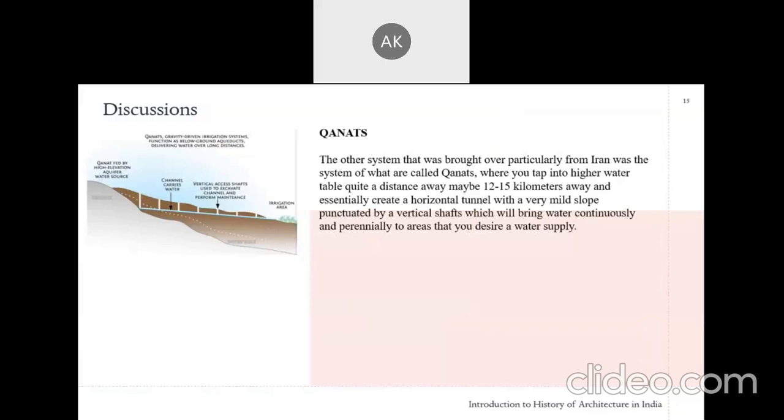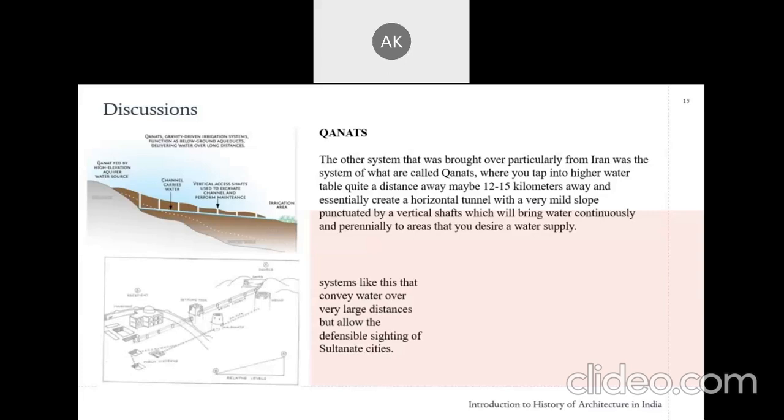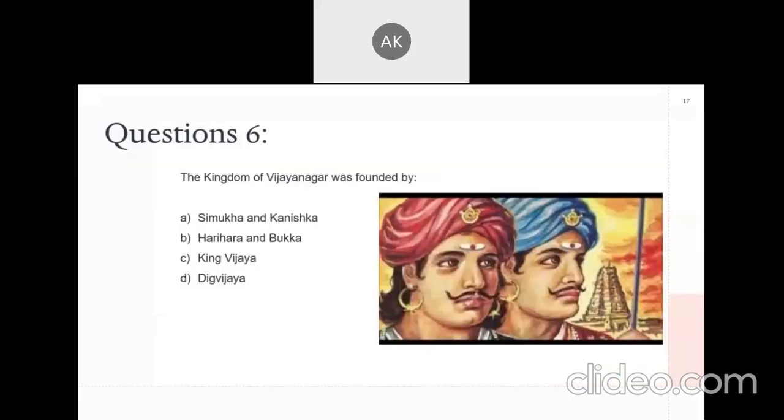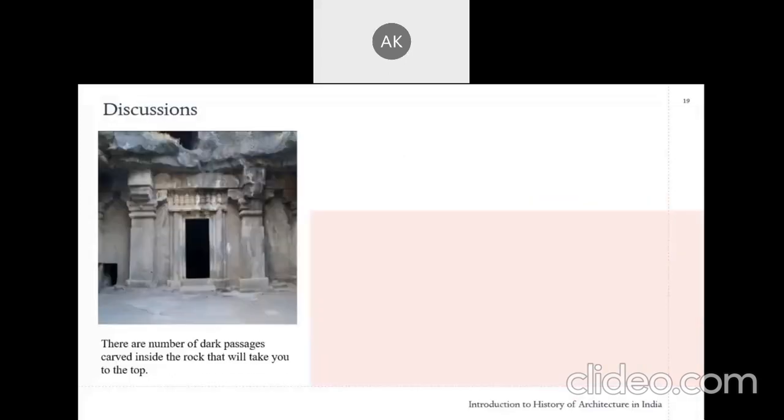Horizontal conduits were used for transporting water from a higher altitude to a lower altitude through a mild slope. This was another system, and these were the conduits used. Then the question on Vijayanagar, which was founded by Harihara and Bukka. We have learned about this.